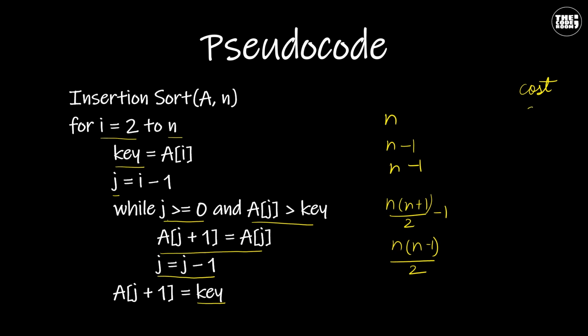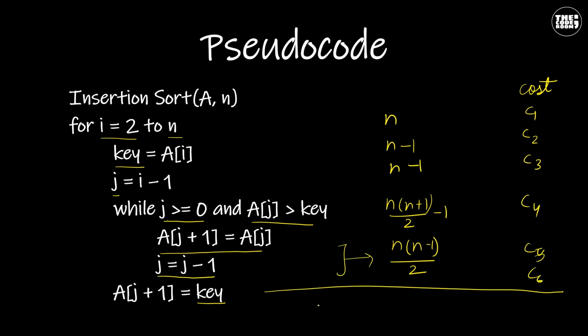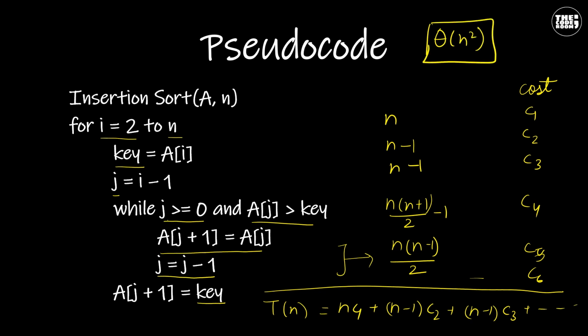Let's say the cost of our first statement is C1, the second statement is C2 and similarly C3, C4, C5 and C6. So the time function of this algorithm would be given by the sum of all these terms, which is n times C1 plus n minus 1 times C2 plus n minus 1 times C3 and so on. Instead of writing our whole time function here, we will just find the time complexity of this algorithm. As in the whole algorithm, the highest degree of n is 2. Therefore, the time complexity of this algorithm is theta of n square.